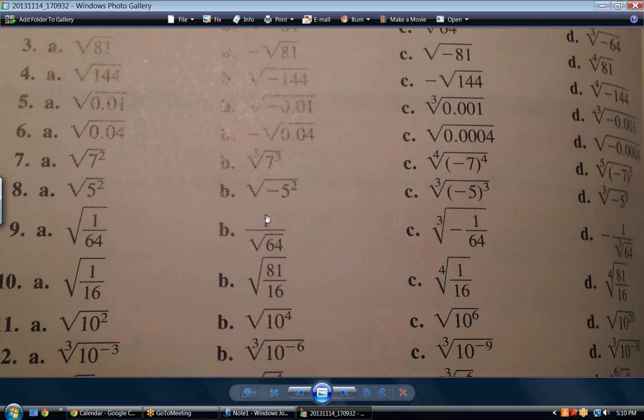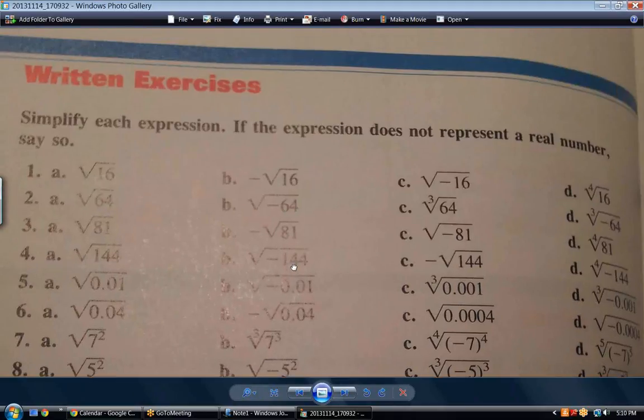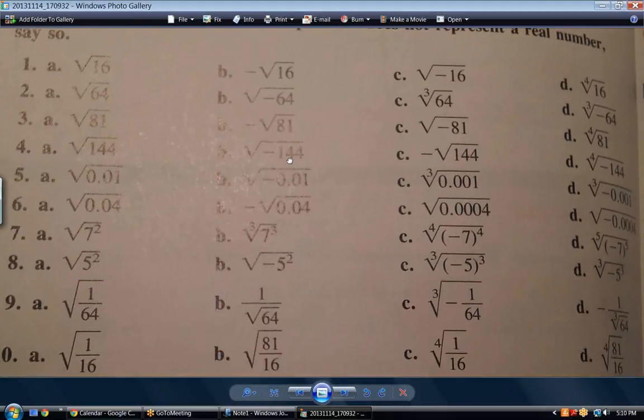Okay, which ones? Let's just go through all the ones that you think are more challenging. Like, for example, 2C and those kinds of problems.